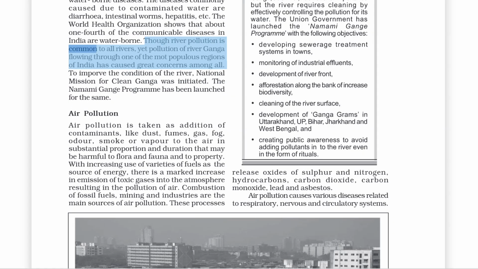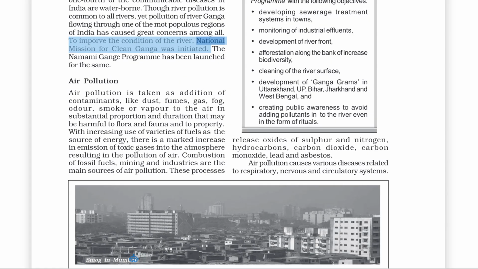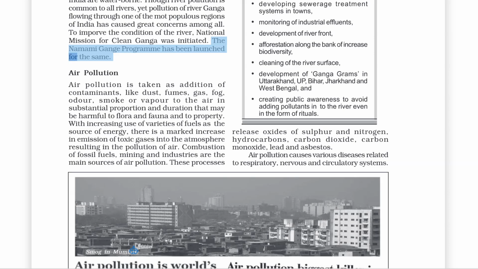The river pollution is common to all rivers, yet pollution of River Ganga flowing through one of the most populous regions of India has caused great concerns among all. To improve the condition of the river, National Mission for Clean Ganga was initiated. The Namami Gange program has been launched for the same.